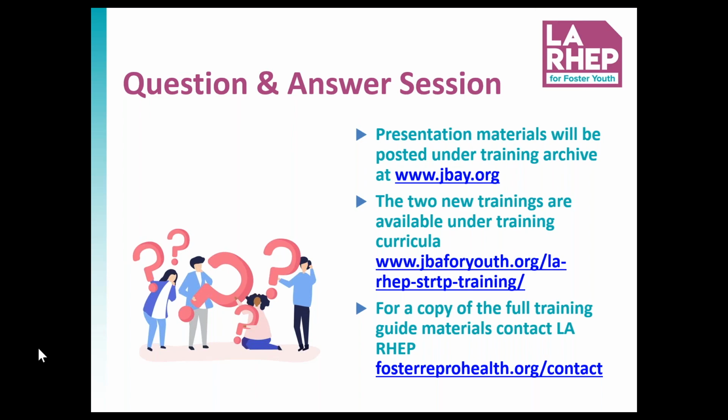Great, thank you. And just to add to that, the Key to Compliance guide for STRTPs does have a section on the storage policies and recommendations, referencing the interim licensing standards and what they say. So for a quick look at contraception and the ability for youth to have that in their personal belongings, you can reference that document, and the trainings include that as well.